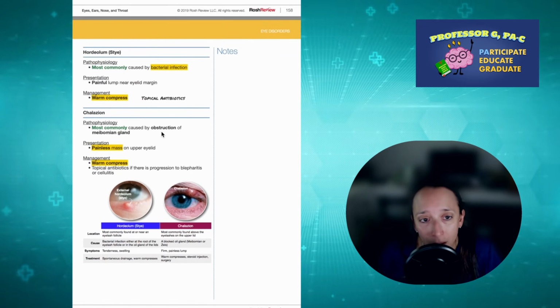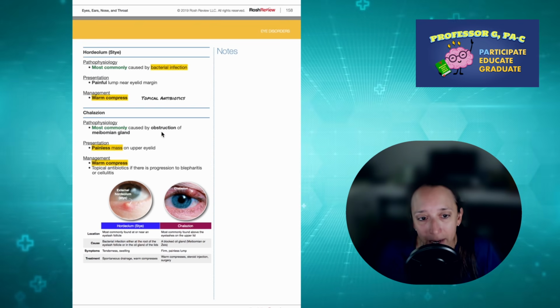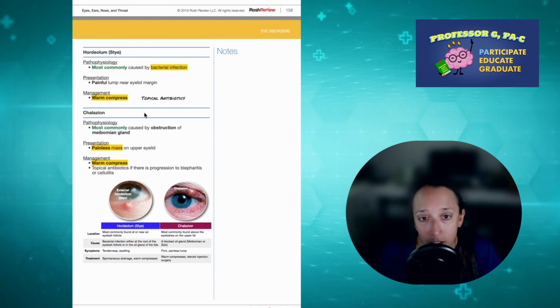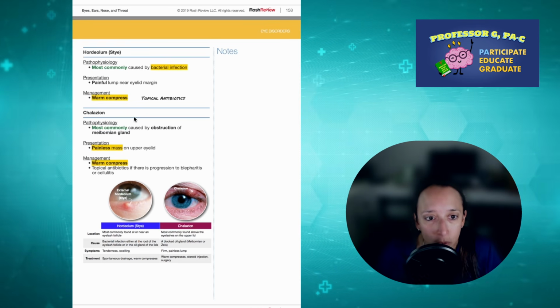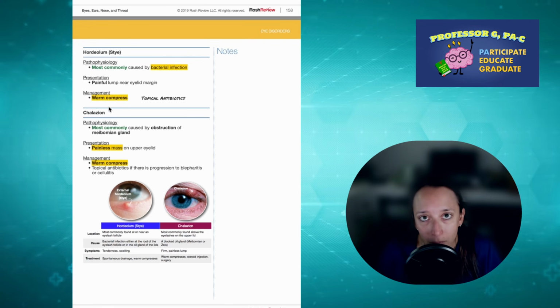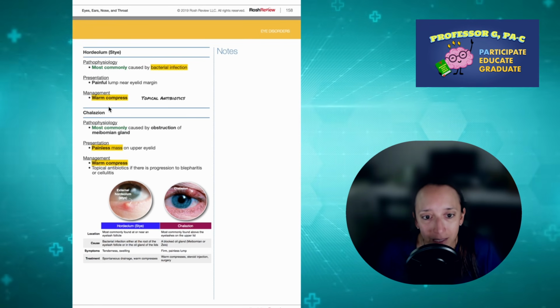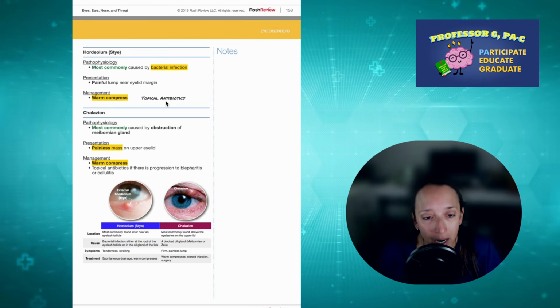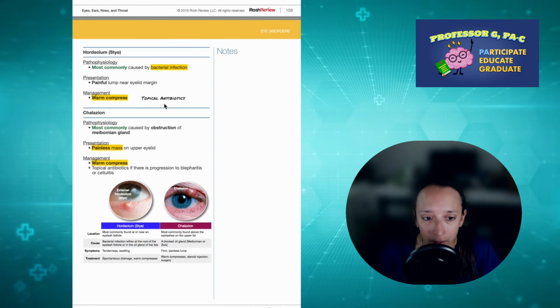A hordeolum, commonly known as a stye, this is a red, painful lump near the eyelid margin. It can be internal versus external, and they're both treated similarly. It's usually caused by staph or bacterial infection. We want to start with conservative management, including warm compresses and gentle massage, and then we can progress up to topical antibiotics if it's not improving.